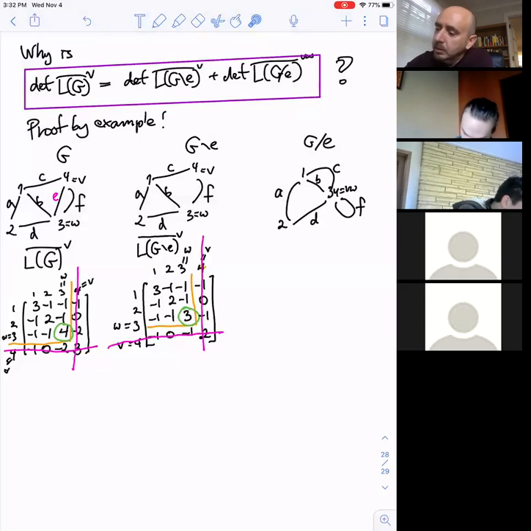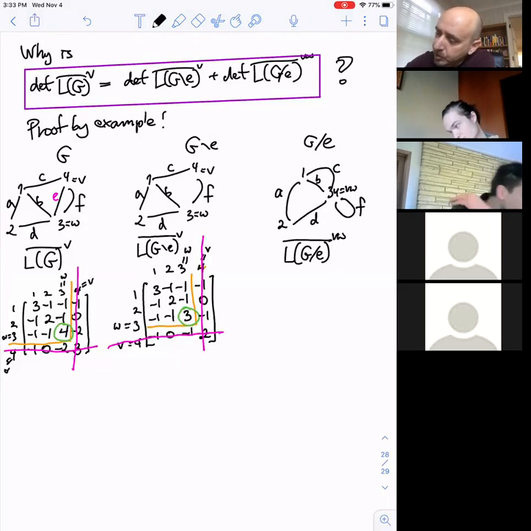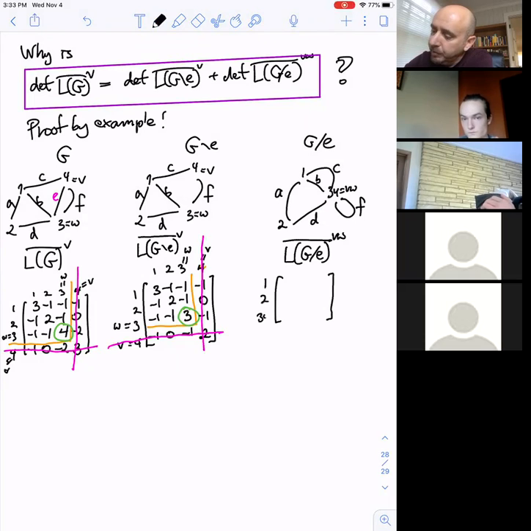Now let's do the G mod E, its reduced Laplacian. So reduced Laplacian for G mod E, and I'm going to reduce it at VW, which is our super vertex VW, the one that's 34 in this picture here. So that one's a little smaller. Before I do any reduction, it would be 1, 2, and then the 34, which is the VW. 34 is VW.